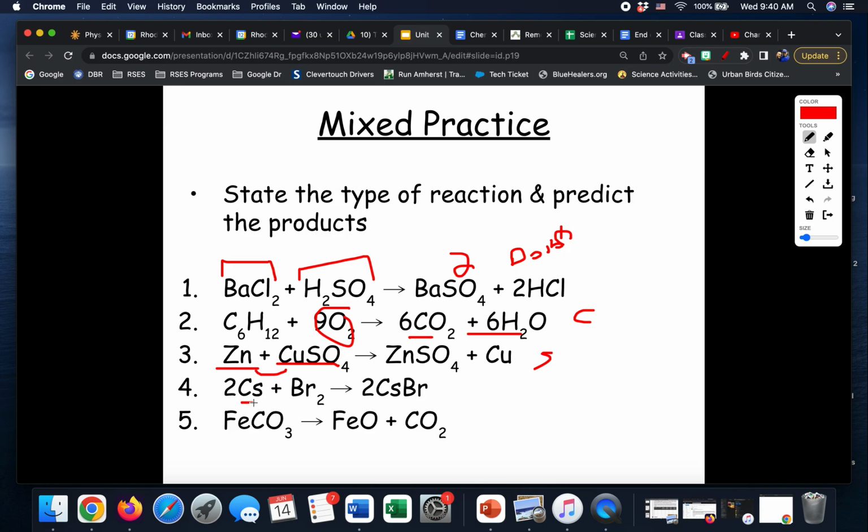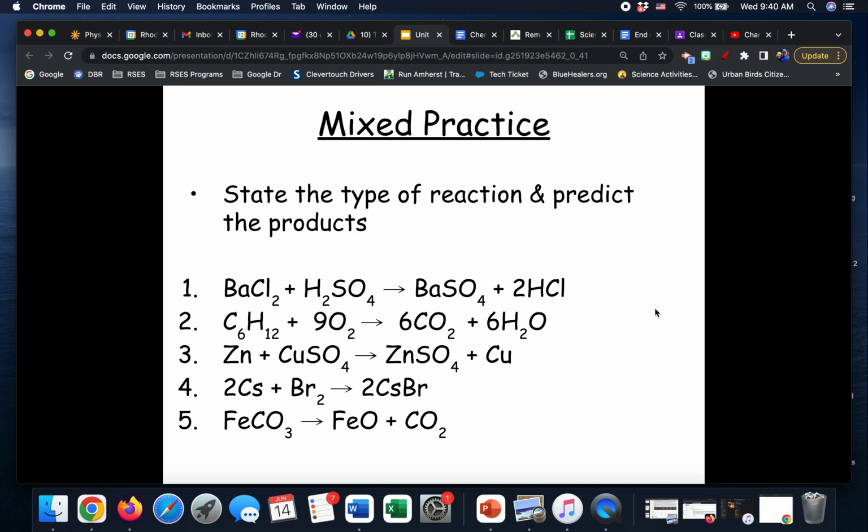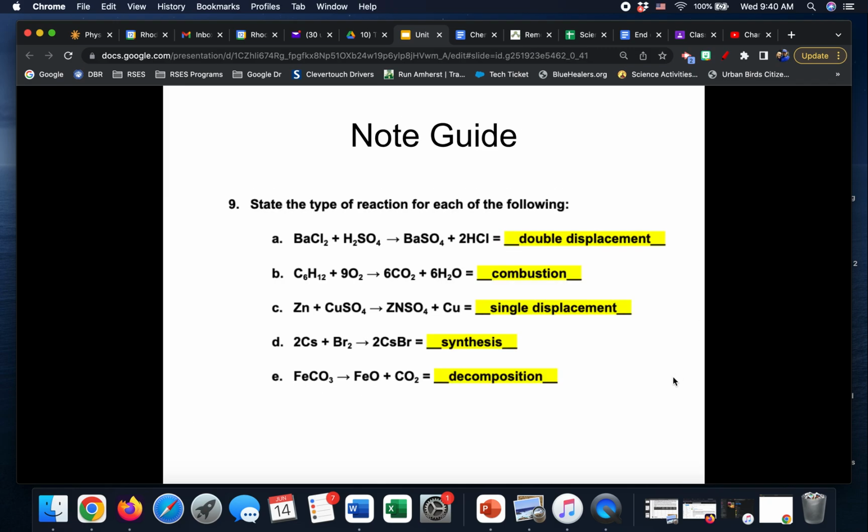Here, two elements combine to make one thing. That's synthesis. They're making something. Two things combine to make one. This is the opposite. I have one thing that breaks up into two, and that would be decomposition. You'll get better. We'll practice a ton of these, so don't feel bad if you missed a lot or even all of those. Go ahead and copy the correct answers into your notes, and then you are done.